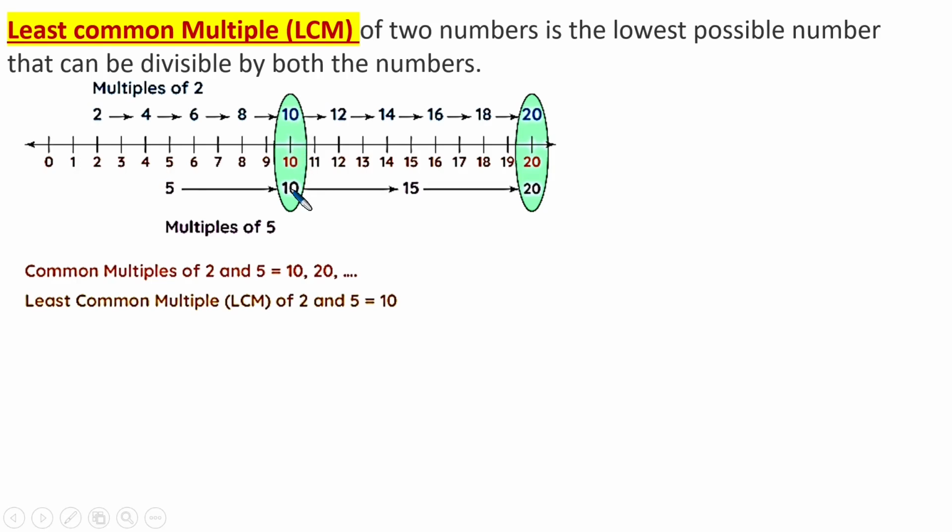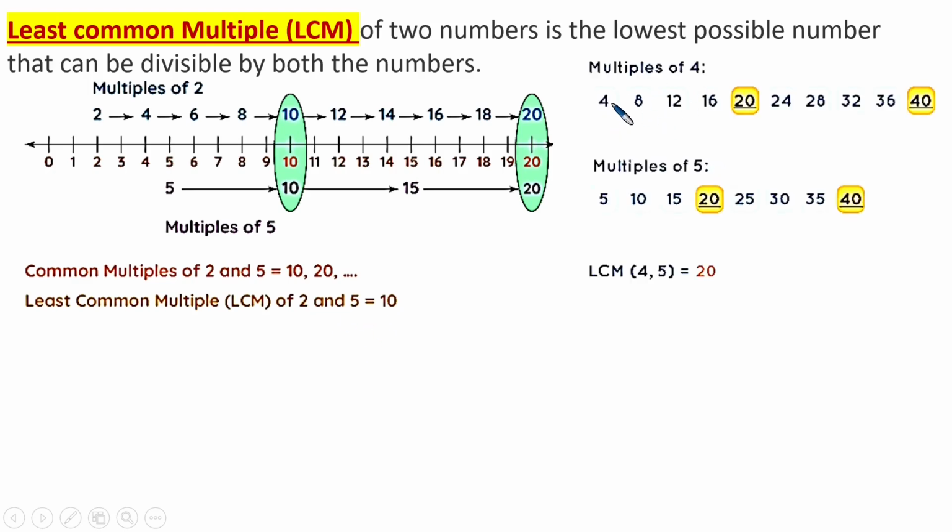So to repeat again for your better understanding, here the numbers 2 and 5. I am jumping by 5: 5 2s are 10, then 3 fives are 15, 20. If you see this line and this line, this 10 is there in both lines, and 20 is there in both lines. So this is common. This is the first multiple, this is the second multiple. The least common multiple is the least one, so 10. So 10 is the least common multiple of 2 and 5.